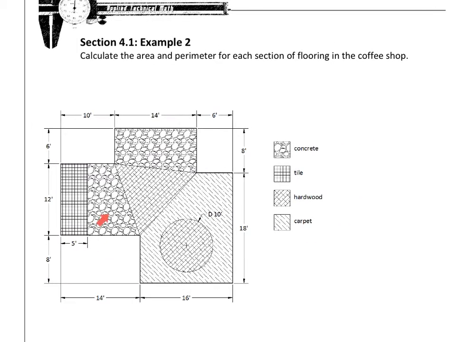And notice that there's different types of textures here. These are called hatchings. That's the term for it. So these different hatchings, the coloring and the drawings, tell us what kind of material it is. So we've got concrete, tile, hardwood, and carpet. All right? So we want to find the area and the perimeter of each section, okay?